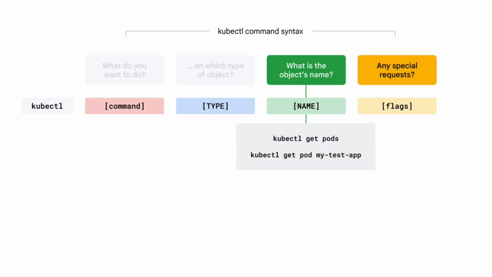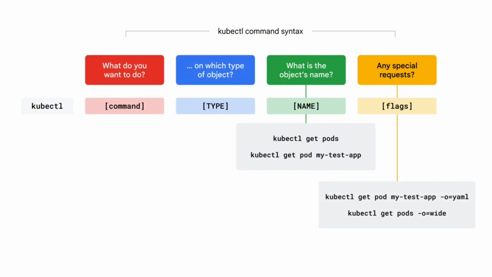Some commands let you append flags to the end, which you can think of as a way to make a special request. For example, to view the state of a pod, use the command kubectl get pod myTestApp -o=yaml. Also, it's worth mentioning that telling kubectl to produce a YAML output can be helpful for other tasks related to Kubernetes objects, for example, recreating an object in another cluster.